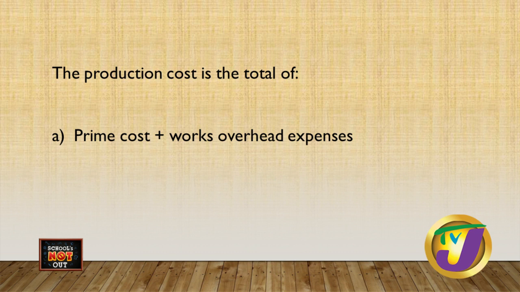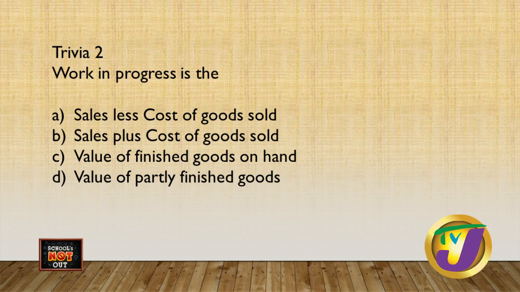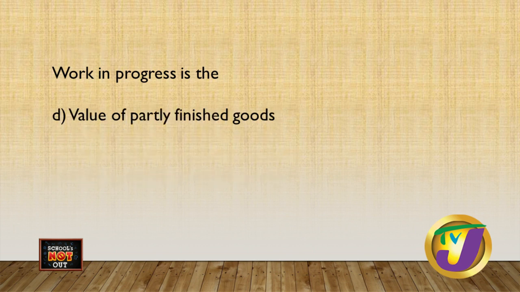Trivia number two: work in progress is sales less cost of goods sold, sales plus cost of goods sold, the value of finished goods on hand, or the value of partly finished goods. The answer to this question is the value of partly finished goods.